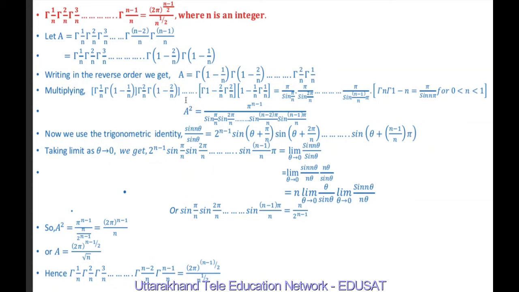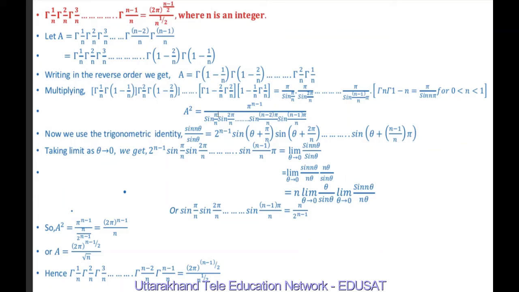multiply these and combine the corresponding terms in pairs. So gamma(1/n) gamma(1 - 1/n) is the first term, then gamma(2/n) gamma(1 - 2/n). This I have written for the sake of simplification. Then gamma(1 - 2/n) gamma(2/n), and this term gamma(1 - 1/n) gamma(1/n).